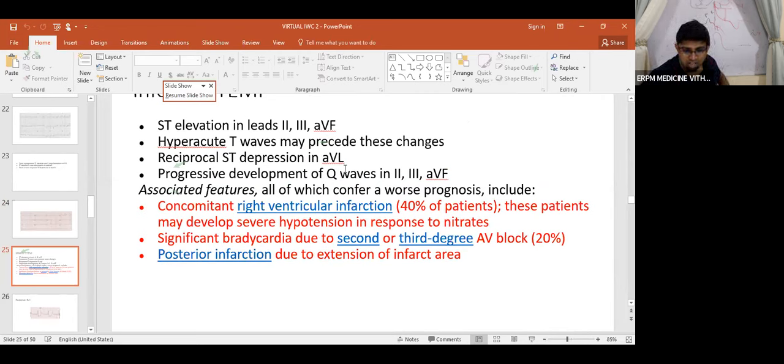Lead 2, 3, AVF. Make sure the cameras are on, man. I can't tell you again. Right? You will just be removed from the meeting.